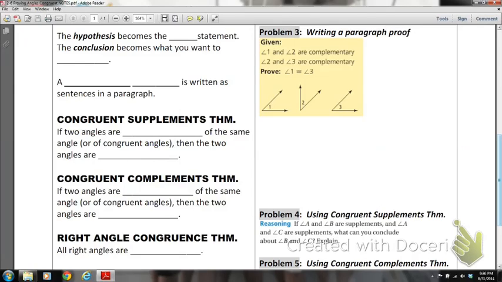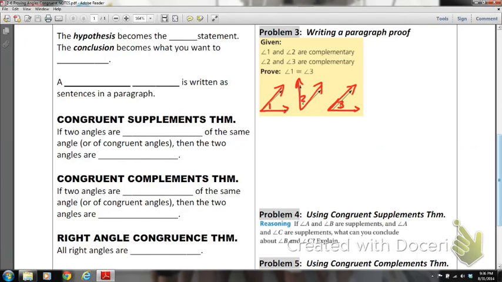In problem 3, we're going to be writing a paragraph proof, which is actually a proof of the congruent complements theorem. We're given that angle 1 and angle 2 are complementary. So here we have angle 1 and angle 2. They're complementary, which means their measures add to be 90. And angle 2 and angle 3 are also going to add to 90 because we're also given that that's complementary. So we have to prove that angle 1 is congruent to angle 3, given this information.